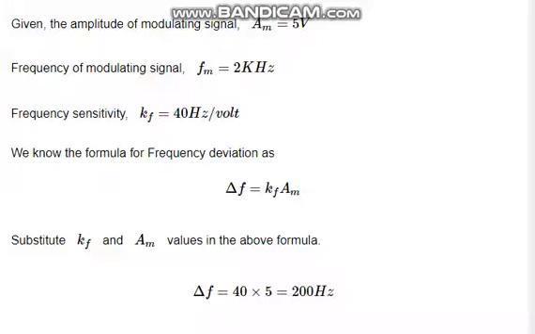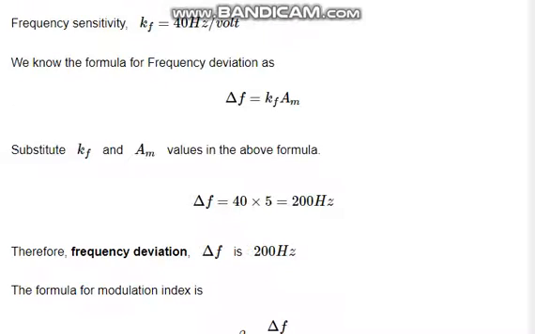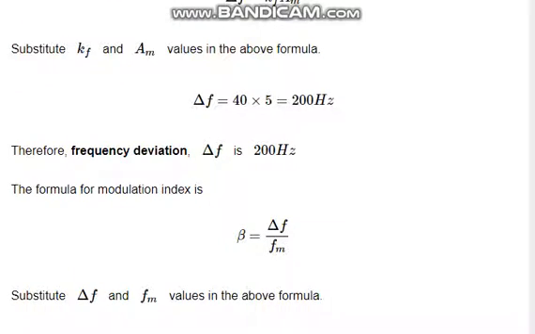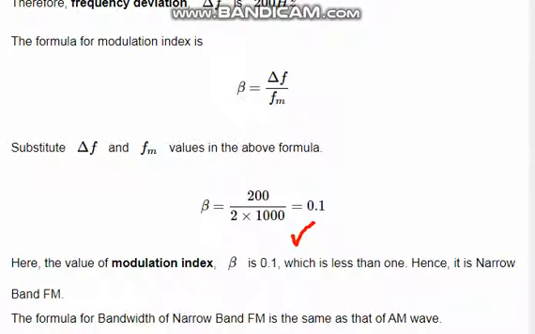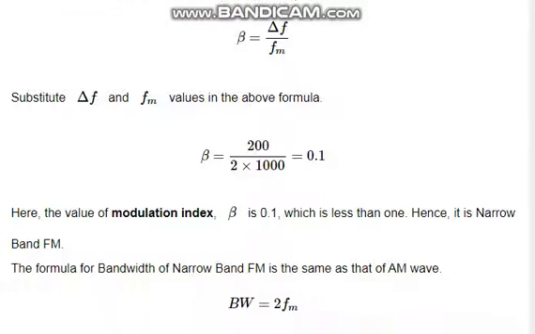Now from there you can easily find out FC, the carrier frequency too, but that's not the point. The main thing is that we have to find out beta, the modulation index of FM. So that is del F divided by FM. Just put the values, you will find beta is equal to 0.1. That means 10% modulation, or the modulation index is 0.1.